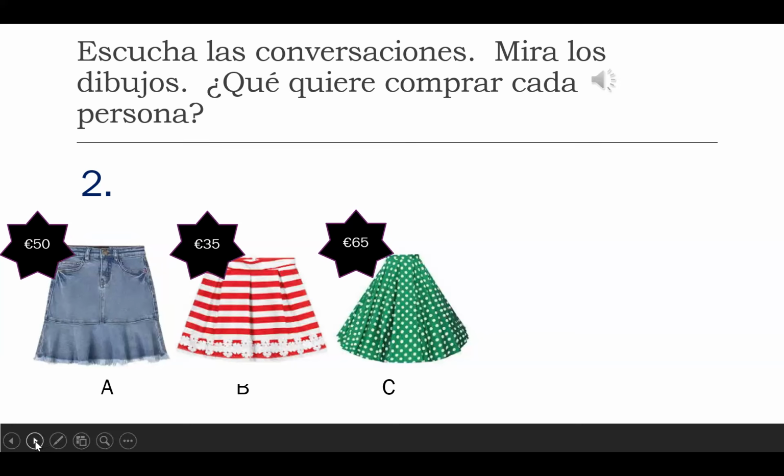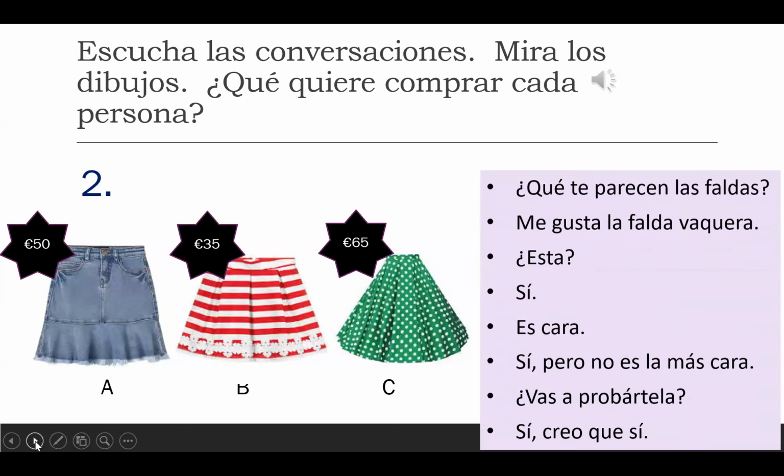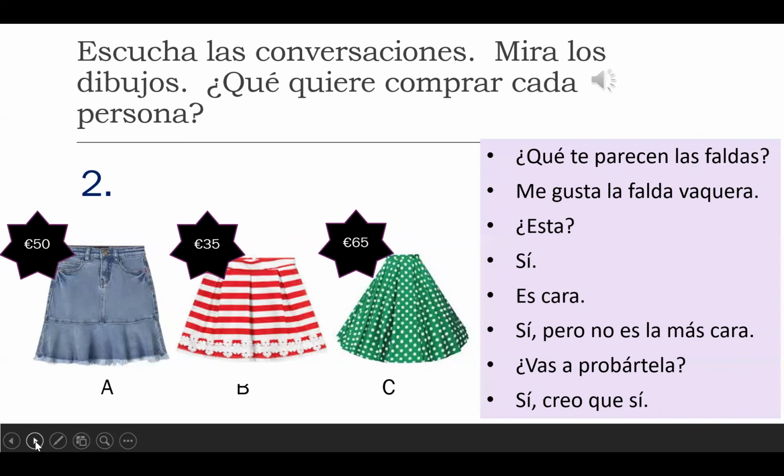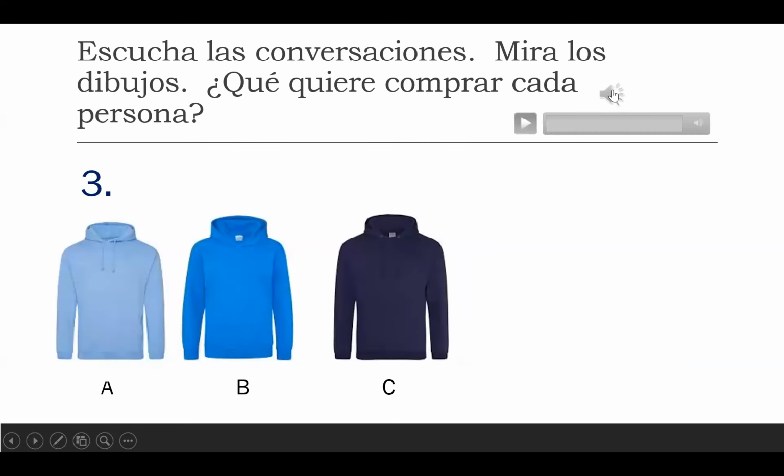Okay, again, listen to the dialogue if you want to by hitting rewind. Here's your transcript. What do you think about those skirts? I like the denim skirt. Esta, this one? Yes. Es cara, it's expensive. But then she replies, sí, pero no es la más cara. It is not the most expensive. ¿Vas a probártela? Are you trying it on? Yeah, I think I will. Here's our next conversation then. Let's check those jumpers on sale. I wonder which one they're going to buy.